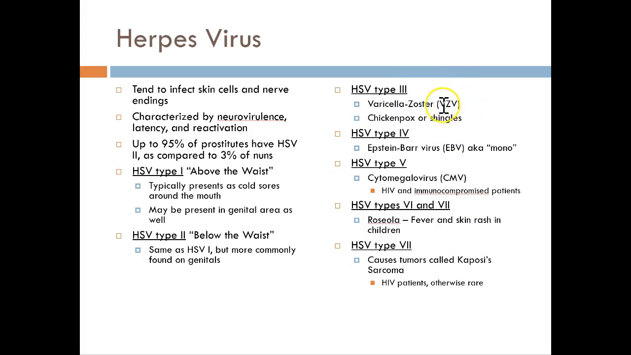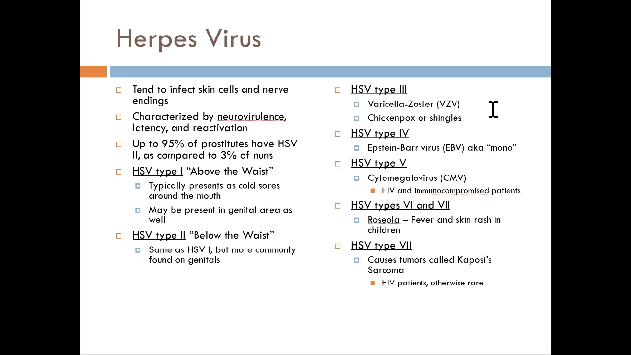The other types of HSV are on this other side of the slide, and you have type 3 here, which is actually varicella zoster. So this is the type of herpes virus that causes chickenpox or shingles. Type 4 is Epstein-Barr, which is mono. Type 5 is cytomegalovirus, which usually just happens in HIV immunocompromised patients. Sometimes they see it in really little neonates too, which would kind of fall under the immunocompromised thing.